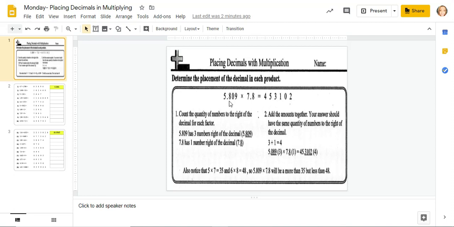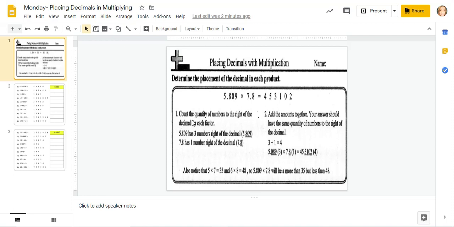So for example, 5.809, which we know is really 5 and 809 thousandths, times 7.8 or 7 and 8/10. Okay, so we have this number times this number. And we're not actually asking you to do the multiplying in this, which is kind of crazy. We're just telling you in this assignment, your job is to figure out where to put the decimal. So you can see here they've given you two steps.